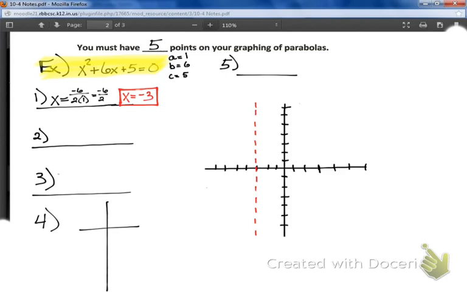Now I don't know yet if this parabola is going to look like this, or if it's going to look like this, or if it's going to look like this or this. You know, I don't know any of that yet. I just know that's where the center of the parabola is going to be.